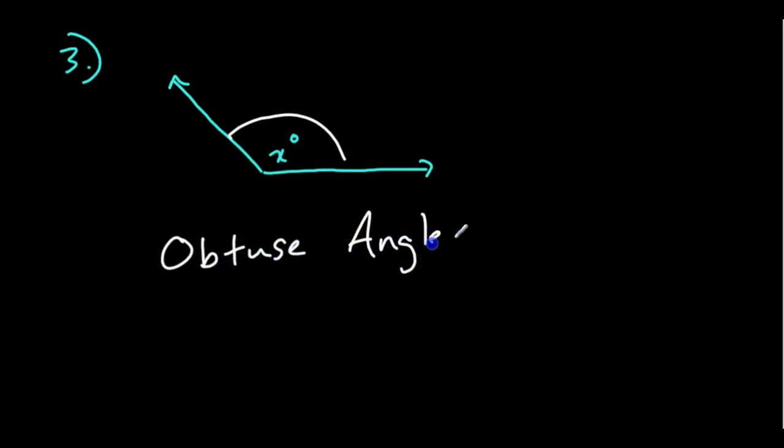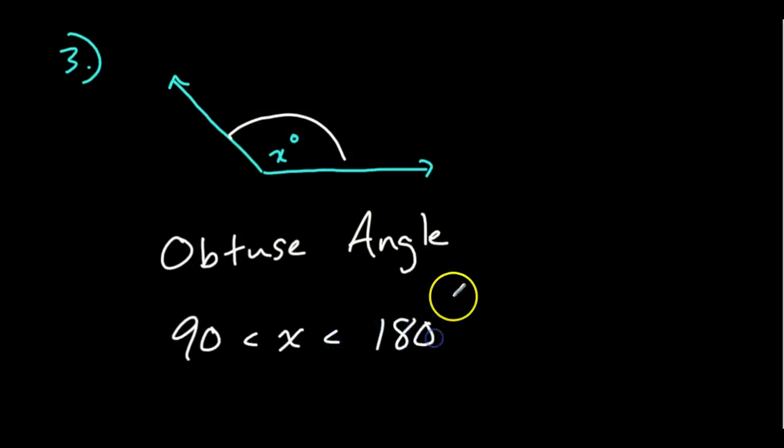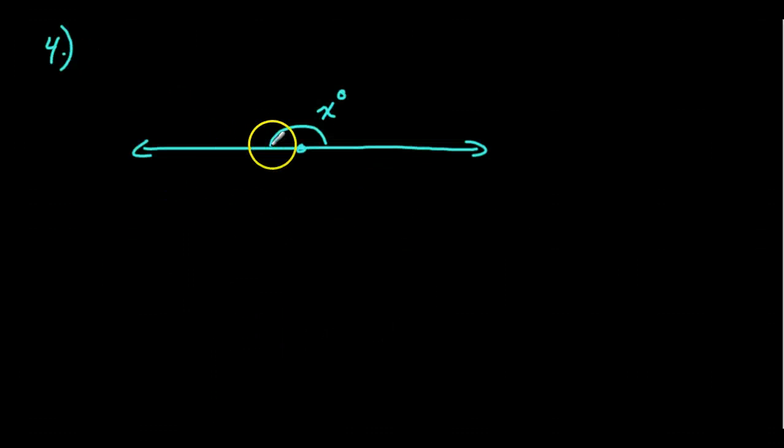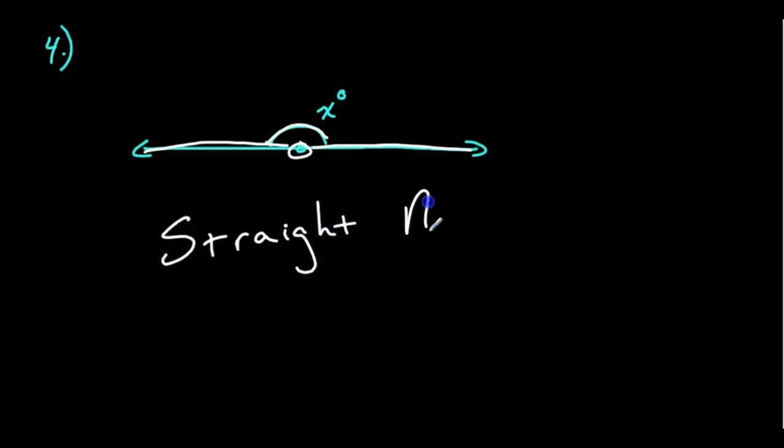And obtuse angles are bigger than 90 degrees, but they are less than 180 degrees. So it's anywhere between 90 and 180 degrees. And we've got our last one here, and that doesn't even look like an angle, but it is. It's two rays that share a common endpoint. That one is going to be called a straight angle.